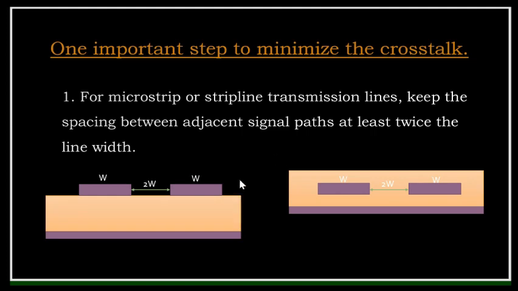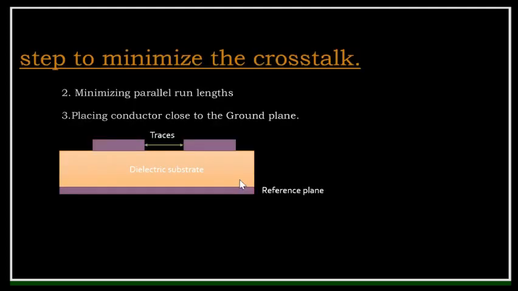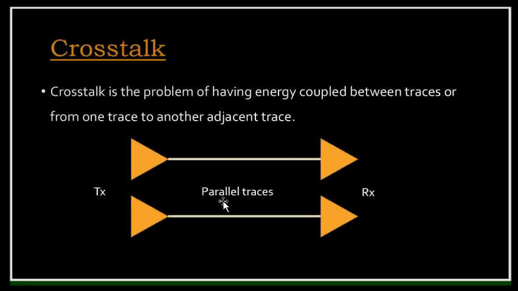One more step to reduce the crosstalk is minimizing the parallel run length. As we have seen, two side-by-side tracks not having enough gap allow one trace to interact with another trace, and at the end this leads to the crosstalk problem. So to avoid this, avoid routing the traces in parallel.